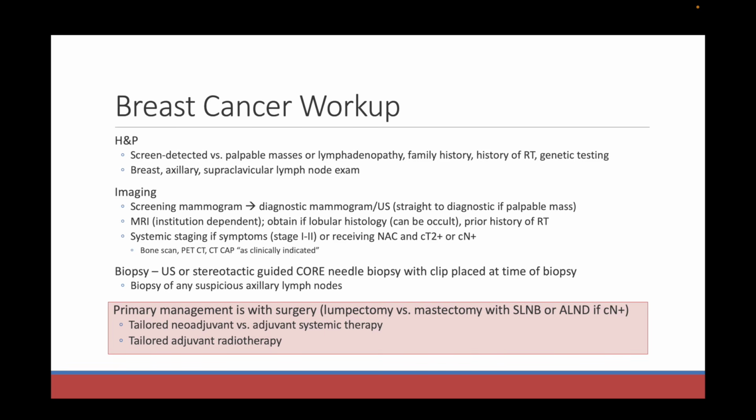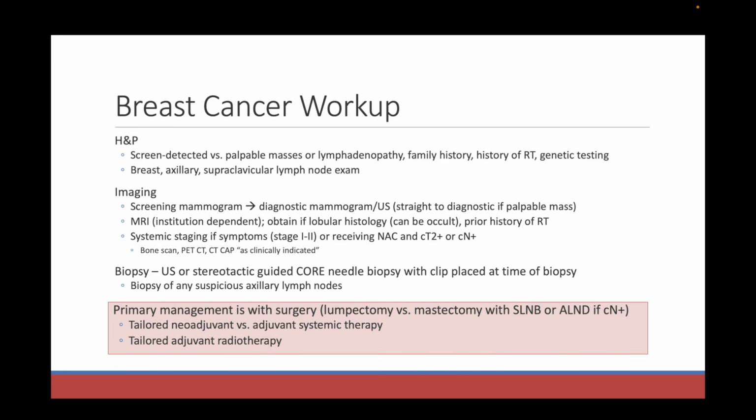Now, there's a subgroup of patients that, based on Choosing Wisely criteria, can omit sentinel lymph node biopsy. These are patients with low risk early stage disease that are 70 and older. So think about your hormone positive patients that are over age 70 that have early stage disease. They don't have to get sentinel lymph node biopsy.